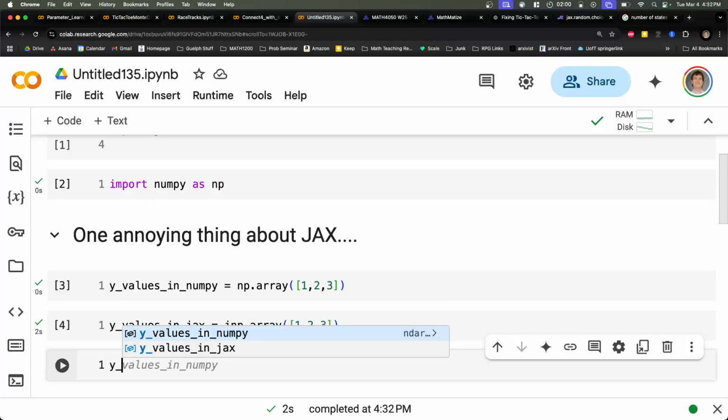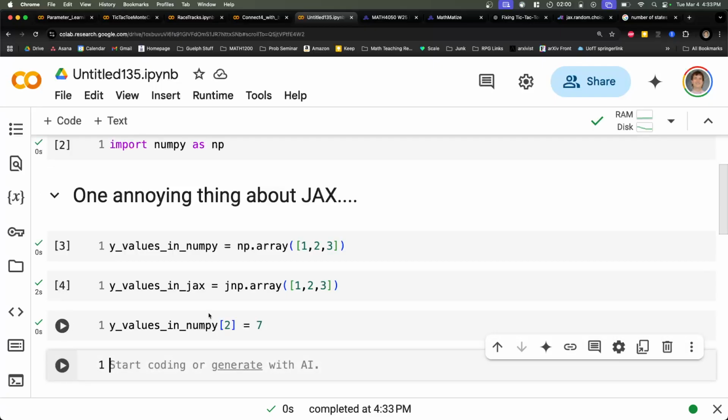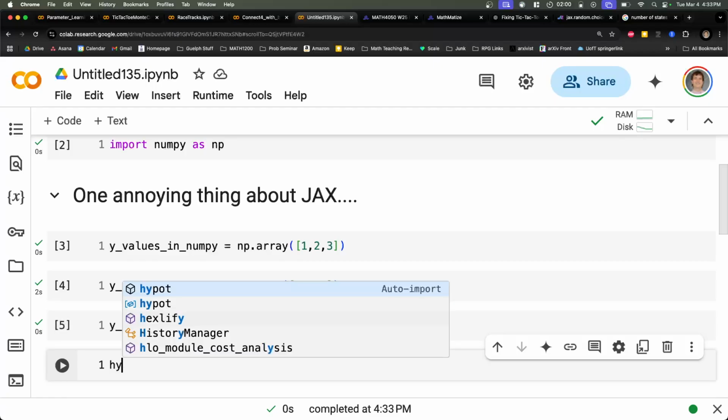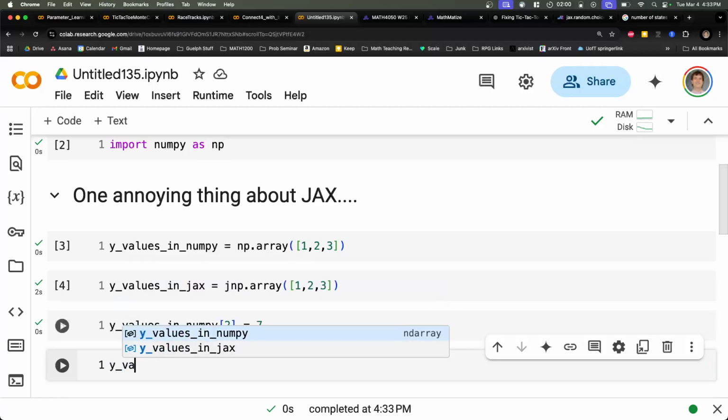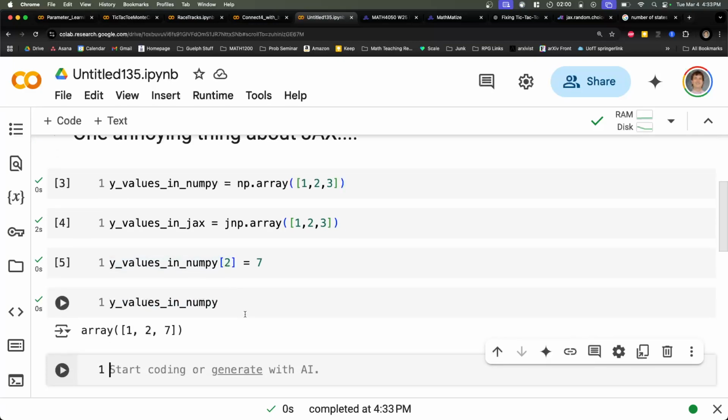Suppose you want to change the value of the last entry, the 2 entry, to 7. You put it in the computer, set the 2 value equal to 7, and the computer is like, that's totally fine. The y values in NumPy are now 1, 2, 7. Great, we changed it to 7.